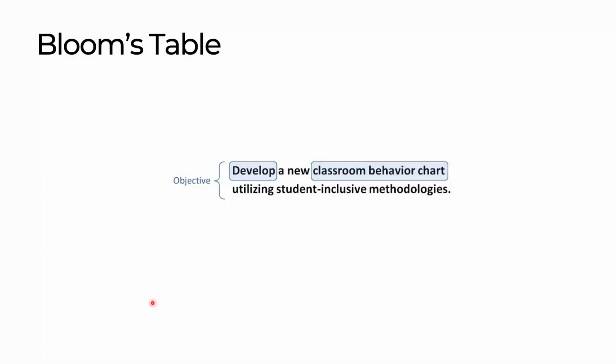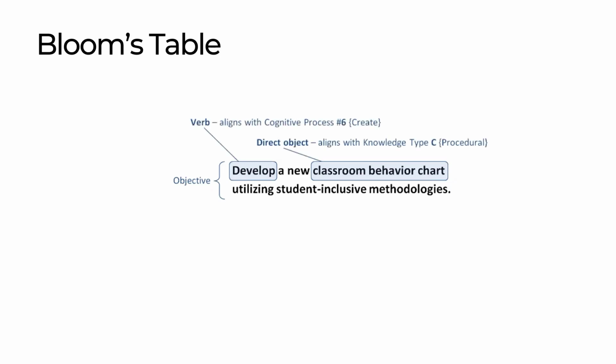So now we're going to look at an example of a learning outcome. This would be an objective. And so the objective is that students will develop a new classroom behavior chart utilizing student incentive methodologies. And so we're looking at the verb and the direct object. The verb, and I have those highlighted, just so that we can have those outlined, would be develop, which aligns with create, which is the cognitive process number 6, that high level of Bloom's taxonomy.